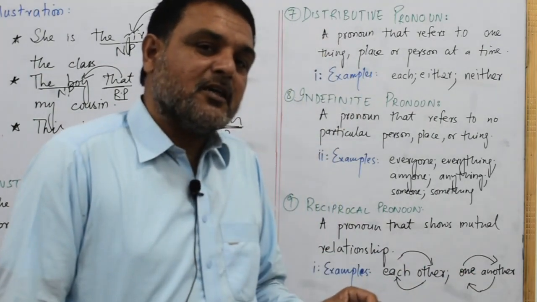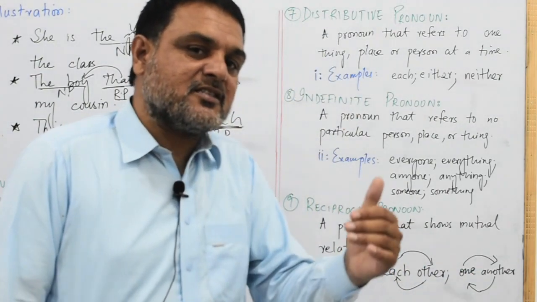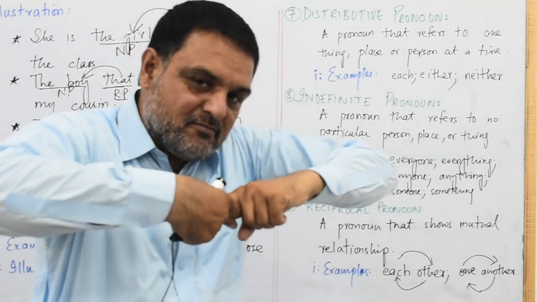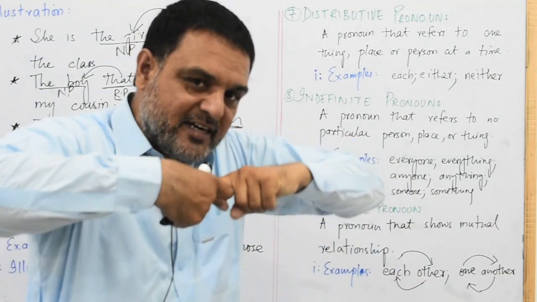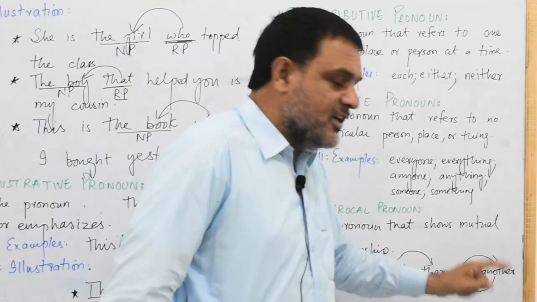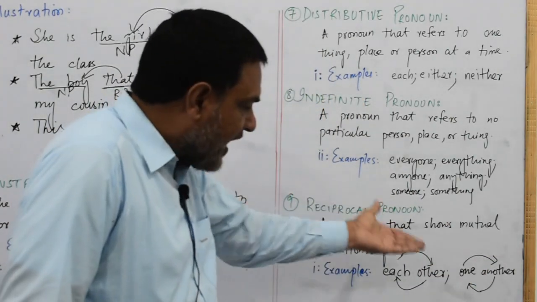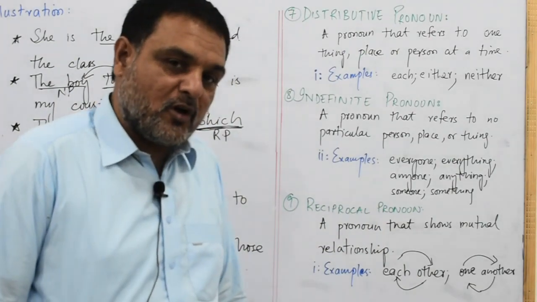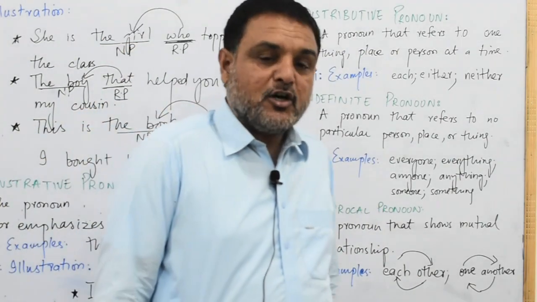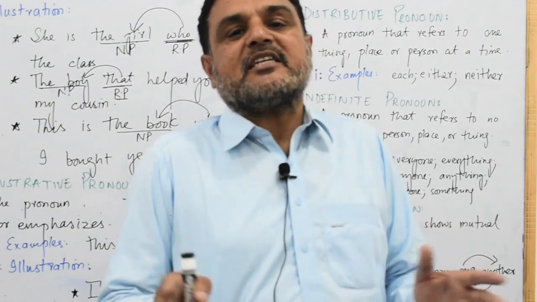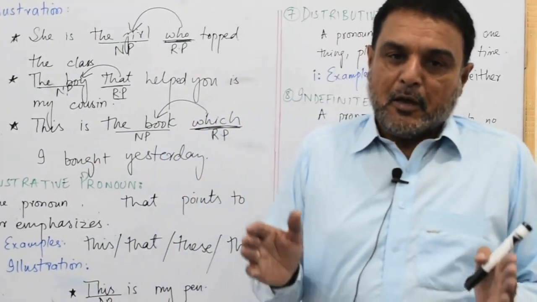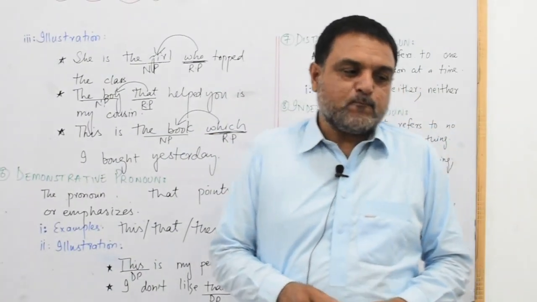One another. One is a pronoun. Another is a pronoun, but just because they are mutually connected, they are related to each other, that's why one is a reciprocal pronoun and another is a reciprocal pronoun. You need to keep that in mind. So this was, kids, our detailed discussion of pronouns in English.